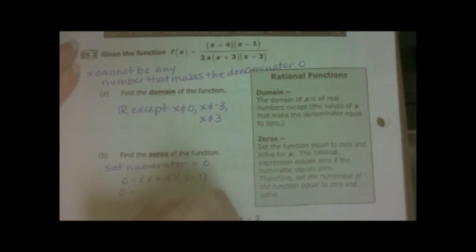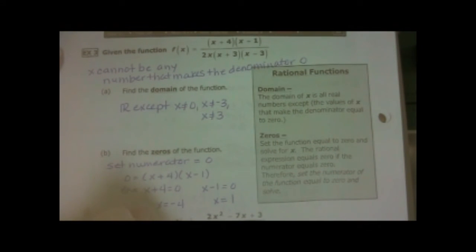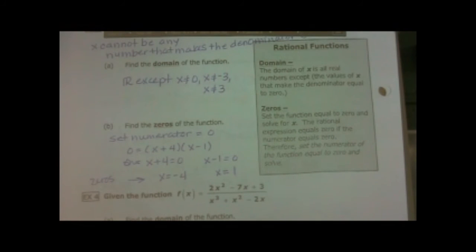So either x plus 4 is 0 or x minus 1 is 0. That gives us x equals -4 and x equals 1. These are our zeros. You can remember from the last unit that zeros are actually x-intercepts, all right? And we can look these up on our graph, and we will be doing that.